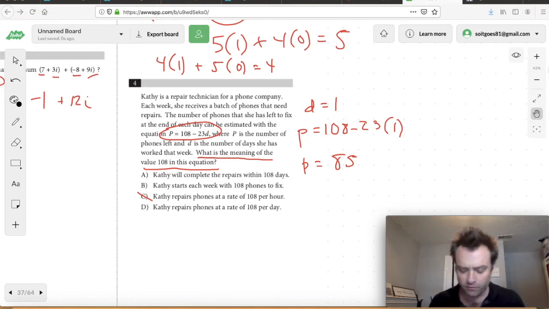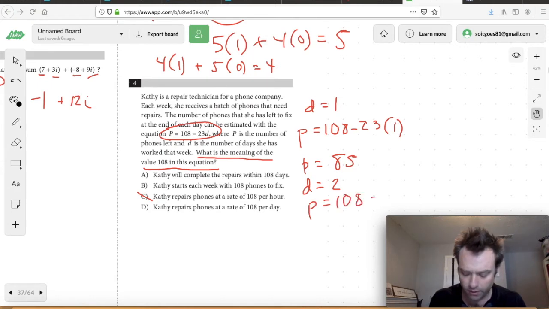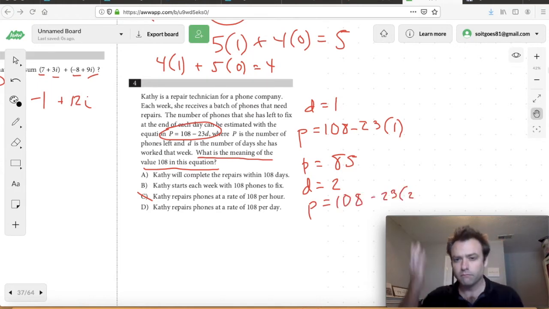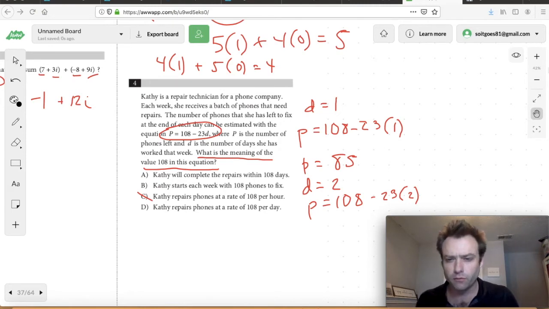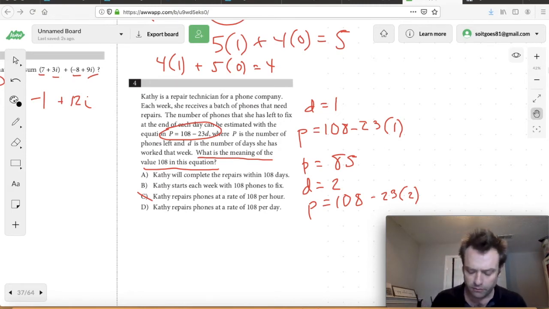Okay? Let's make D equal 2. Let's see what happens. We can play with this. And we get P equals 108 minus 23 times 2. Okay? We're just creating a real value for these variables. And we'll get P equals 62.